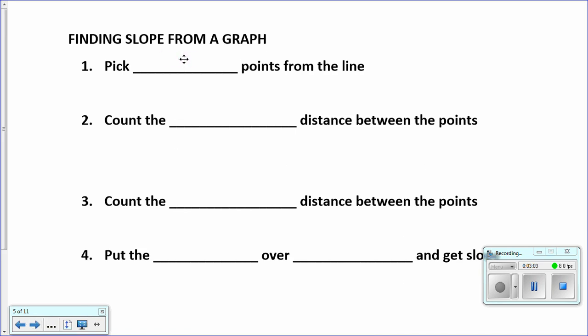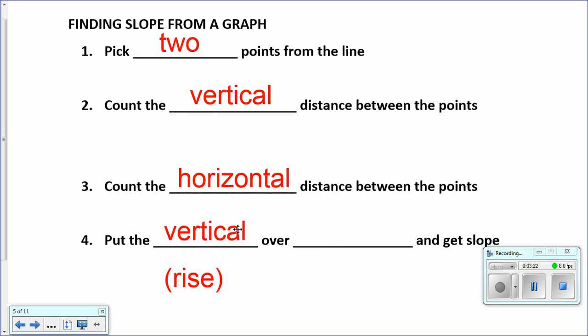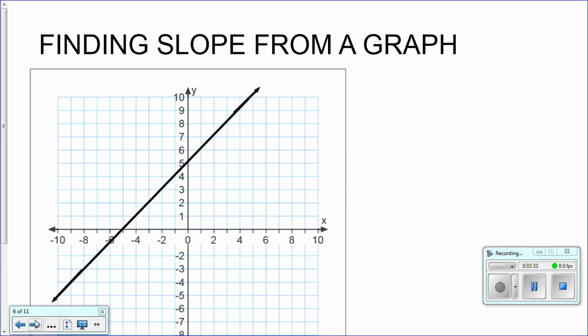Alright, finding slope from a graph. So, first thing is you pick 2 points from the line. Then you count the vertical distance between them, so up and down, the y's. And then you count the horizontal distance, so from left to right. Again, I'm still using my hands, and you guys can see it. And 4, we put the vertical distance, the rise, over the run, and we get the fraction for the slope. And we always want to make sure this is in simplest form. Okay? So let's practice. Finding slope from a graph.